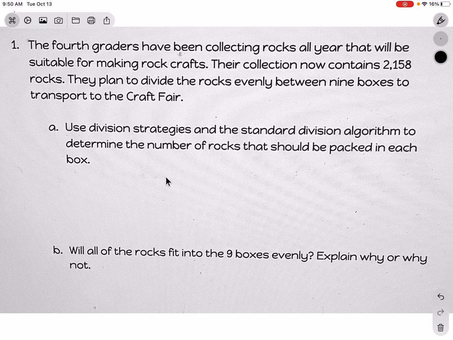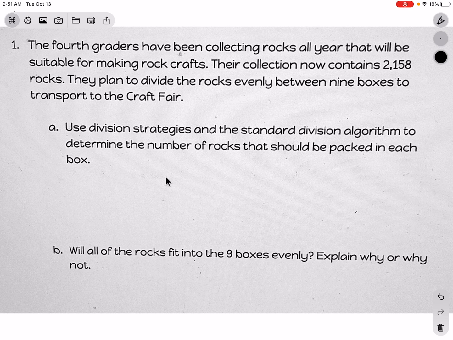It's asking us, A, to use our division strategies and the standard division algorithm to determine the number of rocks that should be packed in each box. So we have learned multiple strategies for doing division. My expectation at this point is that you're going to use a strategy that works best for you.